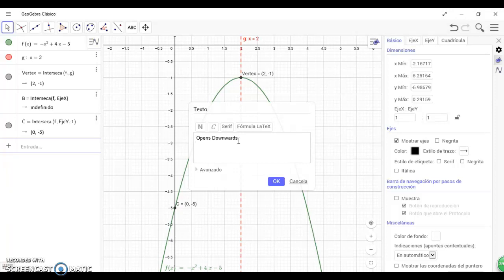And the domain is equal to minus infinite, comma, infinite. And we need to do the same with the range. The range is equal to minus infinite, comma, minus 1.